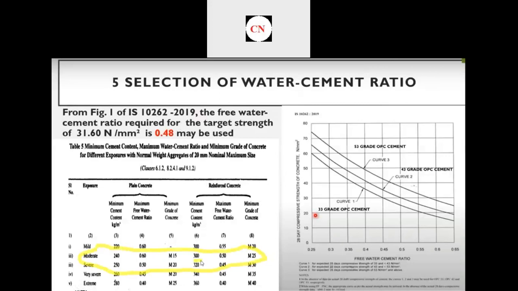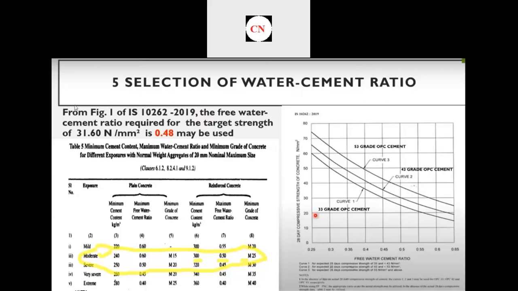So minimum cement content is 300 there. Maximum water cement ratio 0.55, 0.5 only. And the minimum grade of concrete is M25. So a small correction has to be made there. This is for moderate condition.